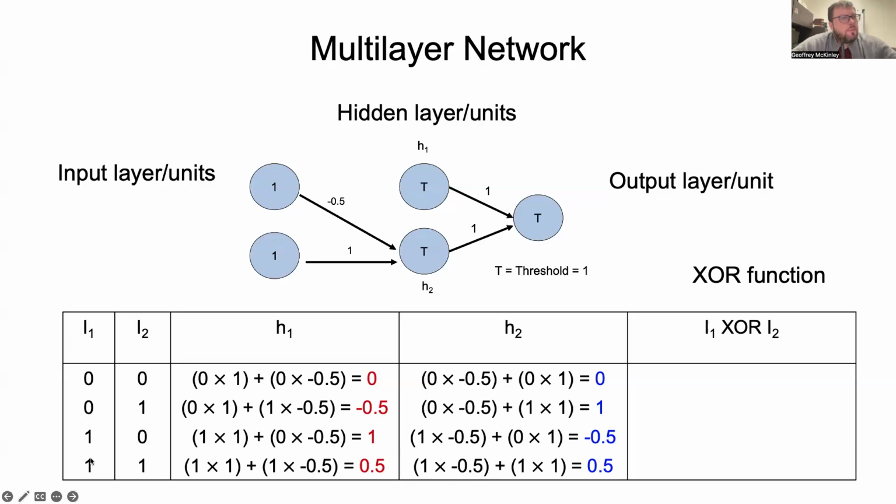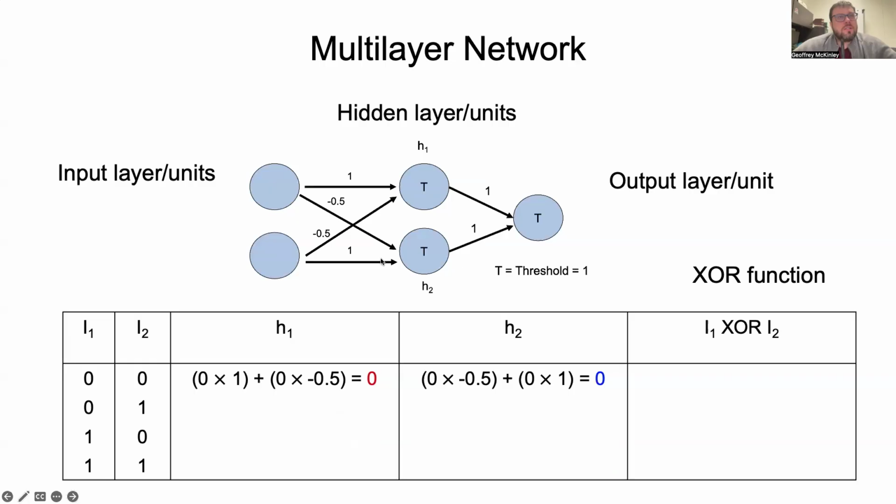So if these are the inputs for the input units, these will be the inputs into the hidden units, right? Well, what are the outputs of the hidden units? Well, it depends on the threshold. In this instance, the threshold is one, right? So if the input of each unit is greater than the threshold, then it fires and becomes one. And if it doesn't, it's a zero, right?